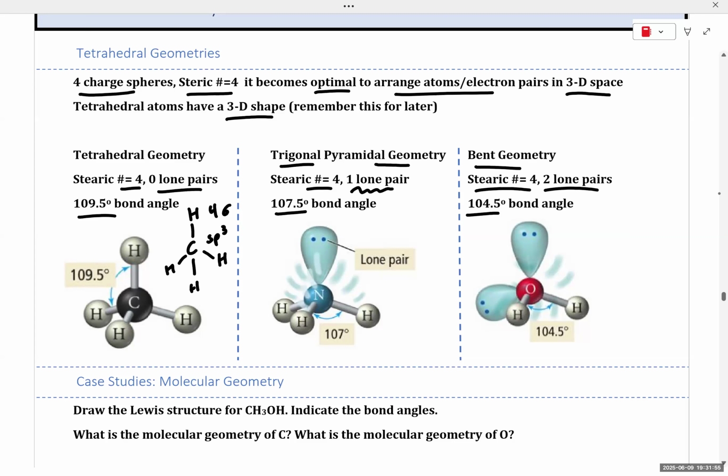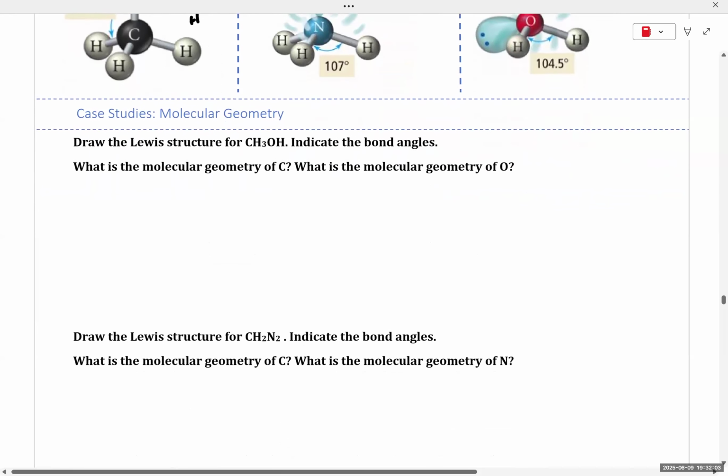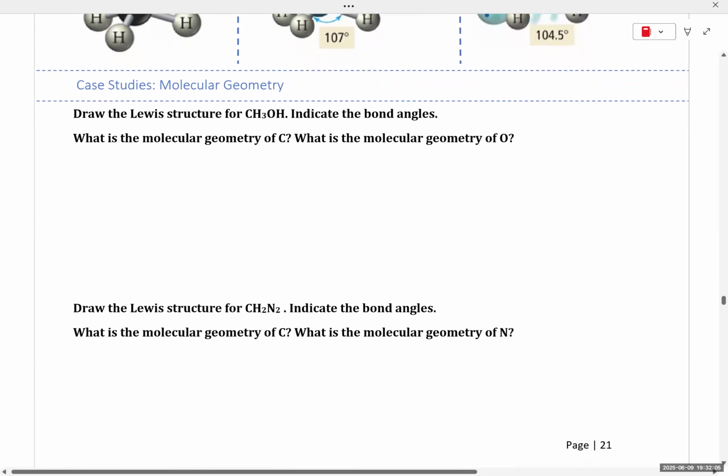Now that we've seen all of these different electron pair and molecular geometries, let's practice what we've learned with some case studies. I'll do the first example and you'll do the second. In this case, we're asked to draw the Lewis structure for CH3OH, methanol, and indicate the bond angles. We're also asked what's the molecular geometry of carbon and oxygen. So let's generate a Lewis structure.